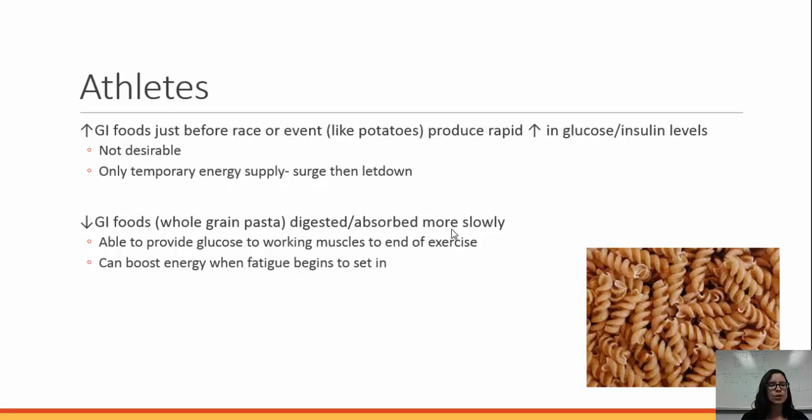So just a quick note, when we're talking about athletes, they may also be able to utilize the information that we get from the glycemic index. An athlete wouldn't want to consume a high glycemic index food just before a race because it would really instigate a spike in glucose and then a crash, which might occur during your event or your race. So we don't want to consume high glycemic index foods right before a race. However, if an athlete consumes a low glycemic index food, it's absorbed more slowly and it's able to provide glucose consistently to the muscles throughout the exercise and can actually cause a release of glucose even as fatigue begins to set in.